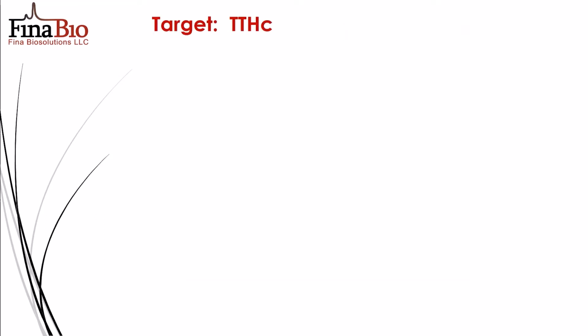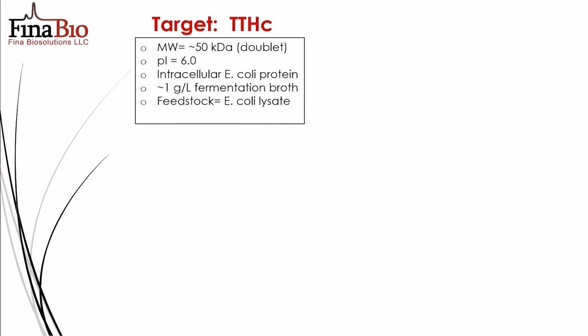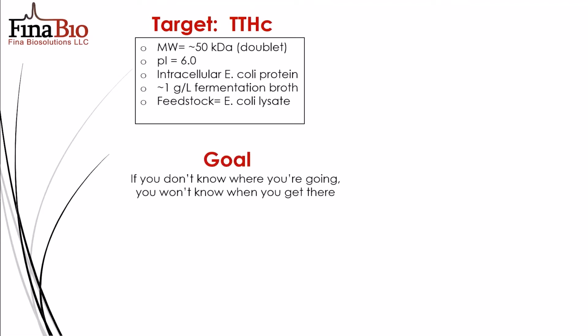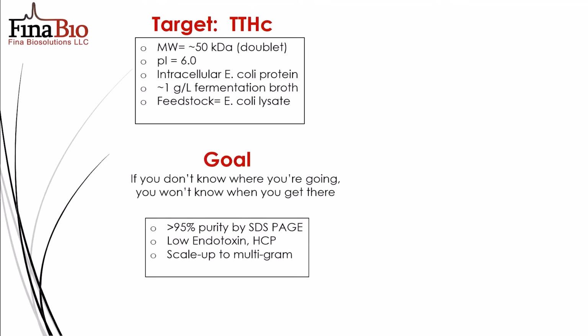Our target protein, ttHc, runs as a 50 kilodalton doublet on SDS-PAGE. It's slightly acidic, expressed as an intracellular protein, so our feedstock is an E. coli lysate, and it's expressed at greater than 1 gram per liter in the fermentation broth. Our goal was to produce it at greater than 95% purity with low endotoxin and host cell protein, and we wanted to be able to scale up to multi-gram levels.